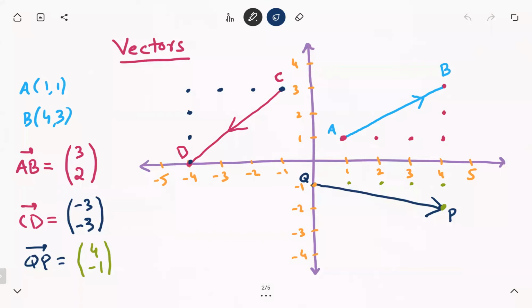ओके, नेक्स्ट इज, if I ask you to find the vector BA, let's find BA. Ji, tell me the vector BA from your diagram. Count and tell me what is the column vector BA.